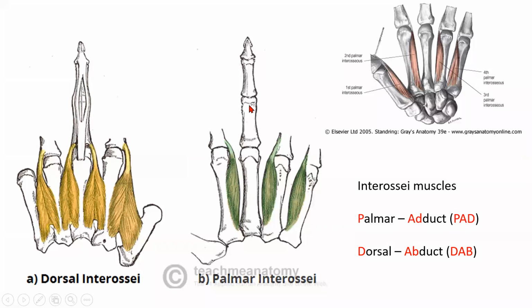Are you able to get the point here? Because this stays where it is. There is no movement of adduction for the middle finger, whereas there is movement of adduction for the index finger, ring finger, and little finger. See, the middle finger doesn't move. It stays where it is because that is the axis, and it doesn't have any palmar interossei.